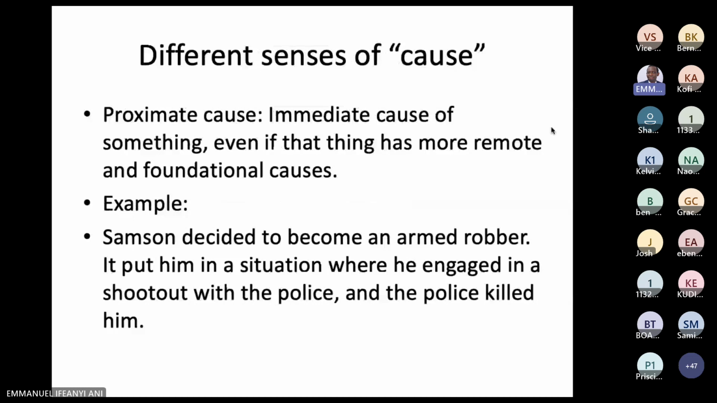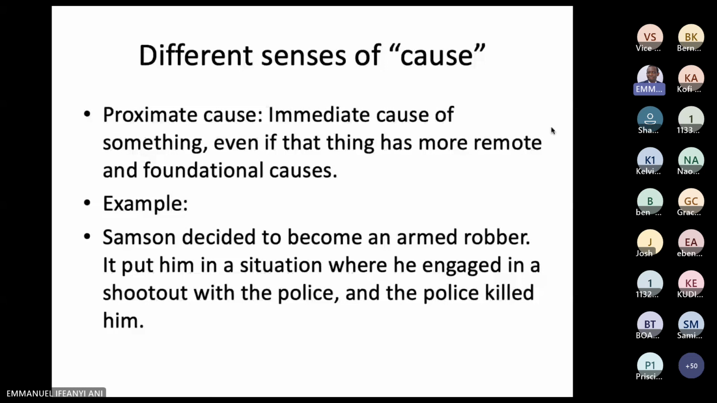Well, the first one is the proximate cause. This is the immediate cause of something, even if that thing has a more remote and foundational cause. So an example, a quick one. Samson decided to become an armed robber. He ended up in a situation where he engaged in a shootout with the police, and the police killed him. Someone died, Samson. The immediate cause of Samson's death is a shootout with the police. That's the proximate cause of Samson's death.